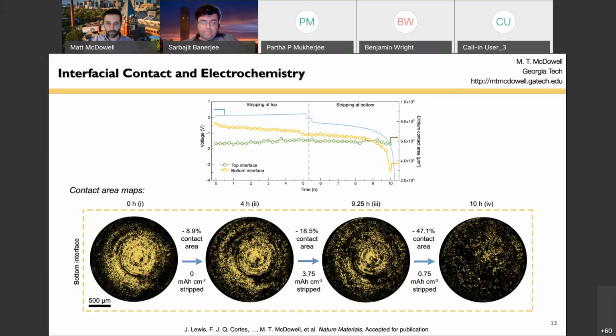Now, this is a map of the contact area. This is a very nice data set, I think, when we look at it this way. So this is the bottom interface. In the beginning of the experiment, all these yellow pixels are where we have contact. As we go along, for most of the experiment, there's not that much change. It's a little bit of a decrease, but not that much. And at the end, we dramatically decrease our contact area.